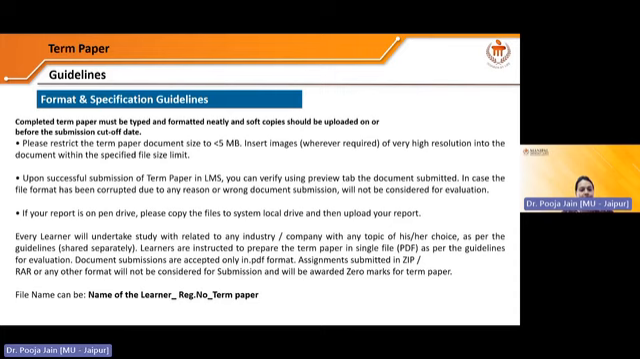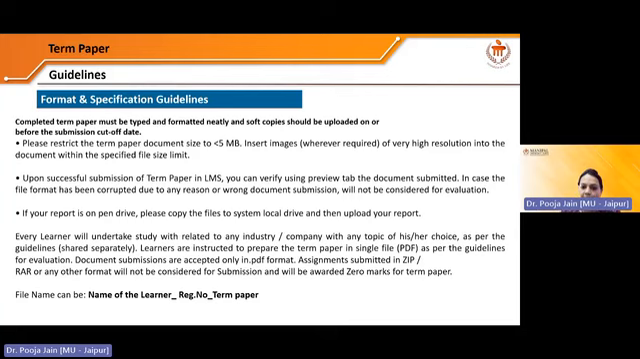If your report is on a pen drive, please copy the file to your system's local drive and then upload your report. Don't directly upload your report from the pen drive. First, transfer your file from the pen drive to your system's local drive, then upload your report. If you directly submit your report from the pen drive, there is a chance of error and the file could be corrupted, because you have not followed the proper guidelines.